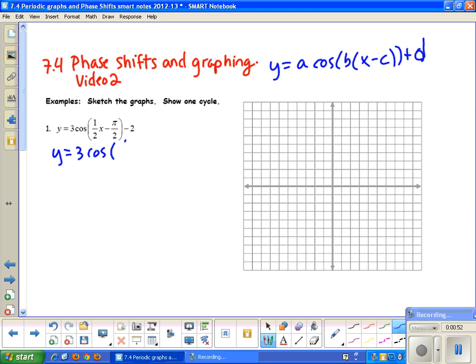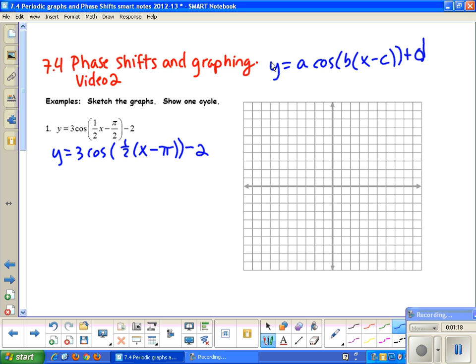So in this case, if I factor that out, I get y equals 3 times the cosine, factor out the 1/2, and that means when you're factoring out, you're dividing it. So pi over 2 divided by 1/2, if I do it off to the side, divided by 1/2 means you're multiplying it by 2 over 1, gives you a value of pi. And so that would be my equation with my b value factored out.